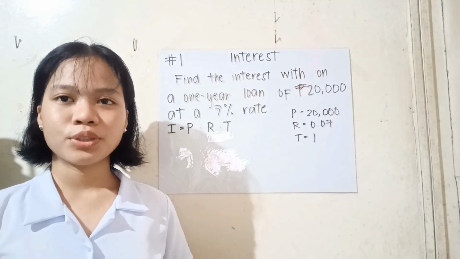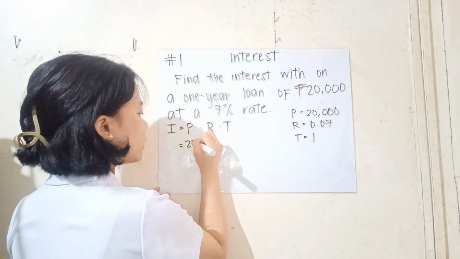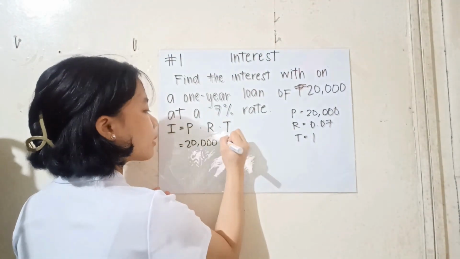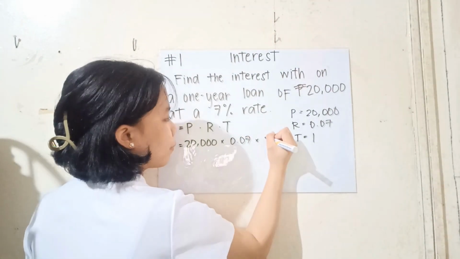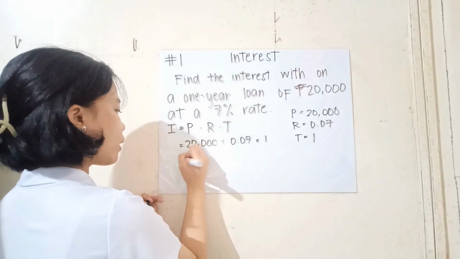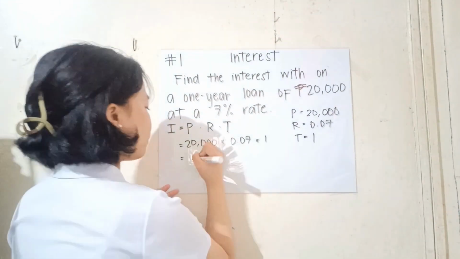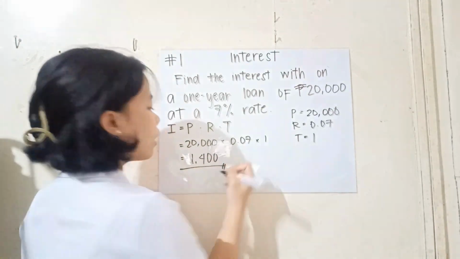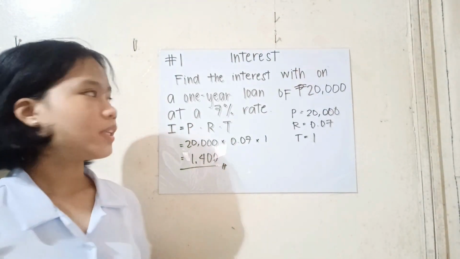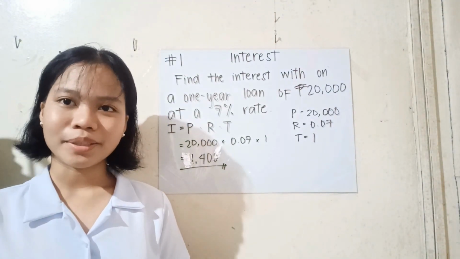Next, we have to substitute it into the formula. So principal would be 20,000 times rate 0.07 and times time 1. If we multiply these three, the answer would be 1,400. So the interest in this problem is 1,400.